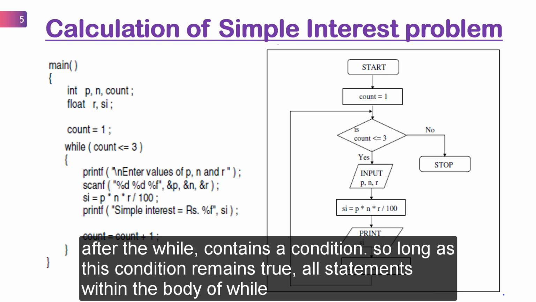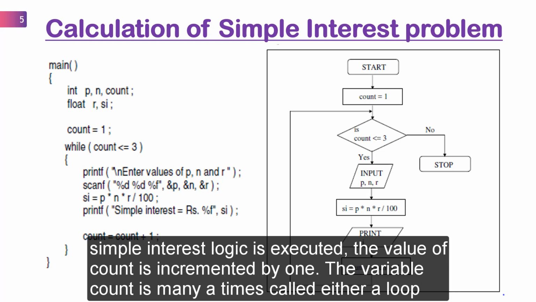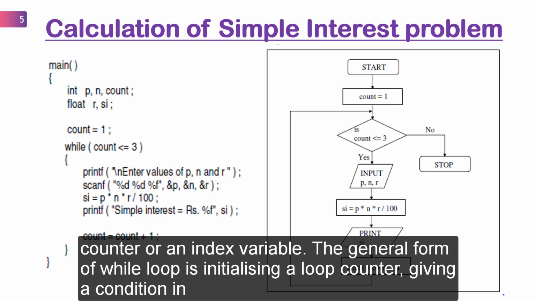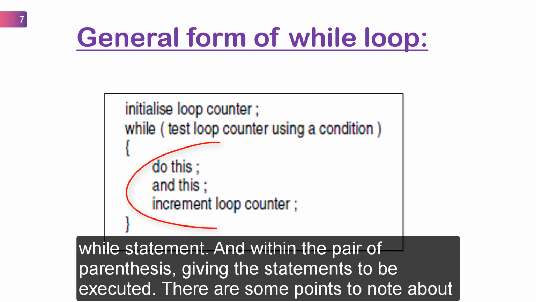The parentheses after the while contain a condition. So long as this condition remains true, all statements within the body of the while loop keep getting executed repeatedly. To begin with, the variable count is initialized to 1, and every time the simple interest logic is executed, the value of count is incremented by 1. The variable count is many a times called either a loop counter or an index variable. The general form of while loop is initializing a loop counter, giving a condition in the while statement, and within the pair of braces, giving the statements to be executed.